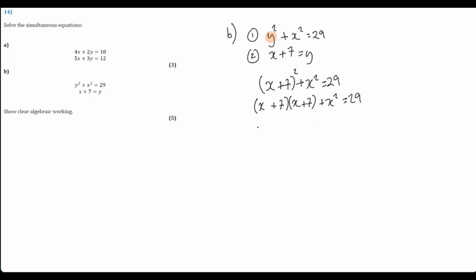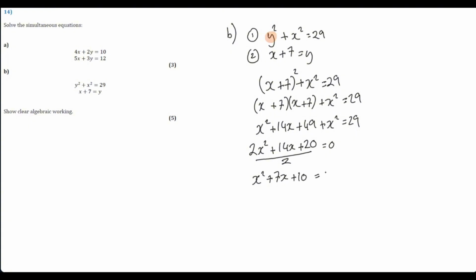Expand and simplify the brackets, so this will be x squared plus 14x plus 49 plus x squared equals 29. Join the x squareds together, so that's 2x squared plus 14x. I'm going to take away the 29 to the left hand side because remember quadratics should be equal to 0 when you're factorising. So this will become plus 20 equals 0. As we are solving, I can actually reduce this by a factor of 2. This will make it much easier to deal with. So that'll be x squared plus 7x plus 10 equals 0.